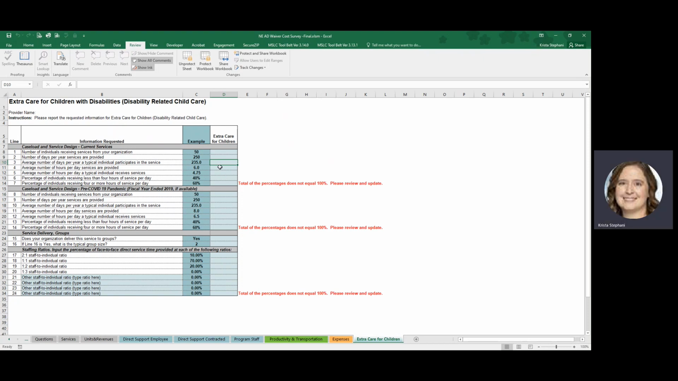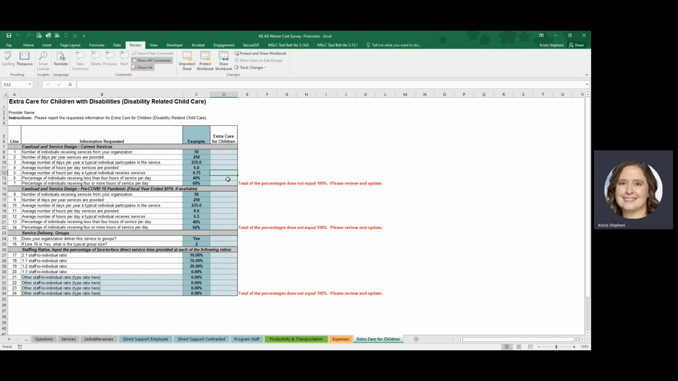Also, the next question is asking for the average number of hours per day you provide services. So if your organization is open from 6 a.m. to 6 p.m., you would state 12 in this field. If your organization operates 24 hours a day, you would type 24. The next item is asking you to provide the average number of hours per day a typical individual receives services. So if you are providing care for 2 hours per day, on average per individual, you would type 2 in this field.